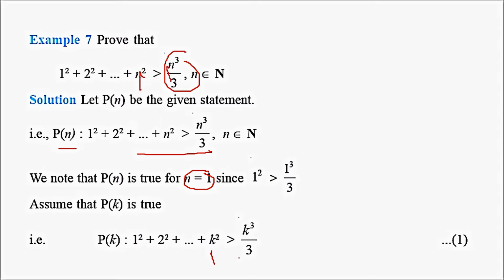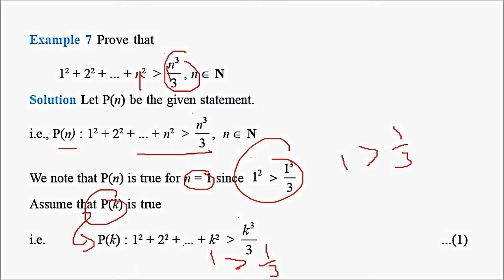So 1 is greater than 1 by 3. This is true, no problem. 1 is always greater than 1 by 3. Let us assume it to be true for k. So 1 plus 2 square up to k square is greater than k cube by 3. This we have assumed.